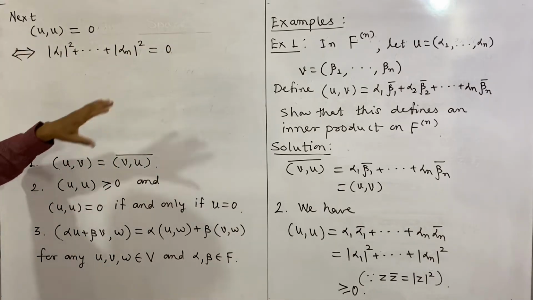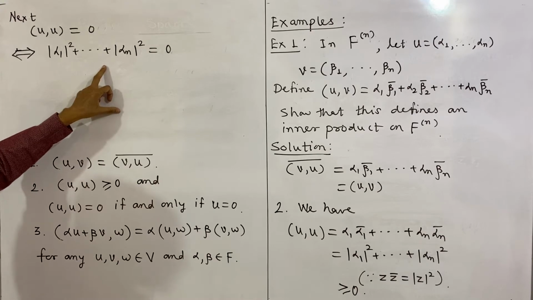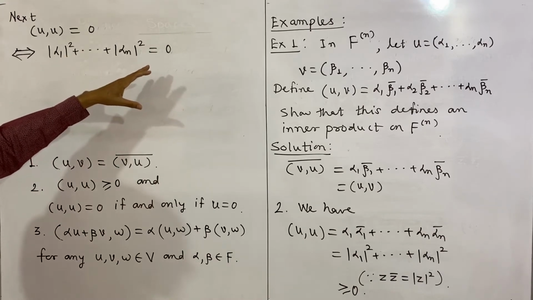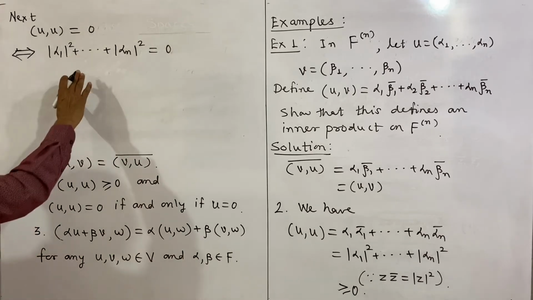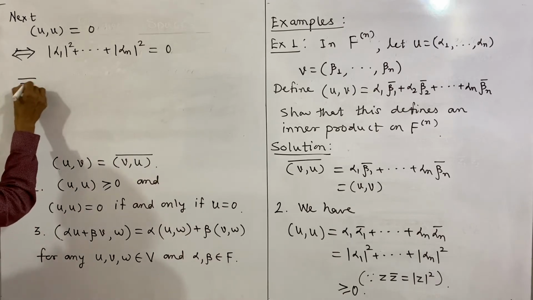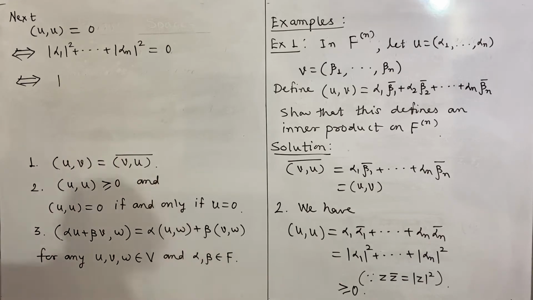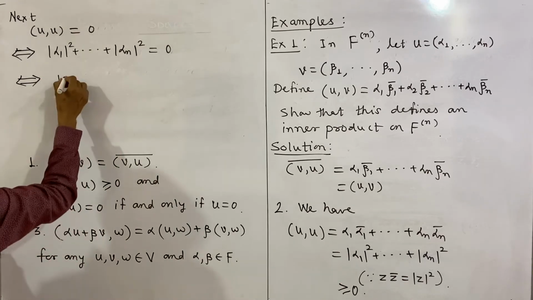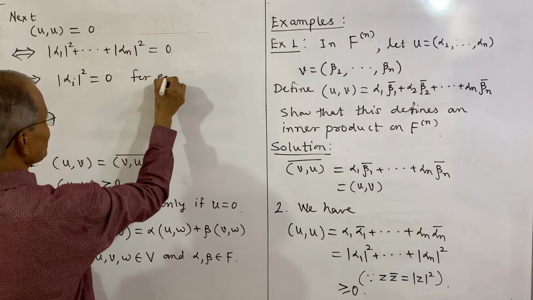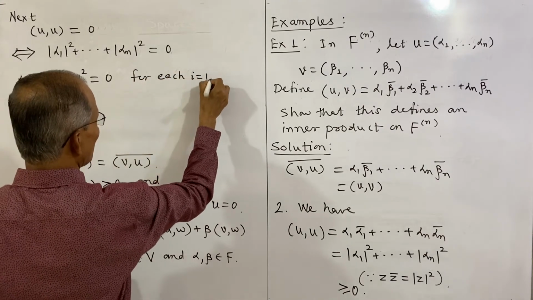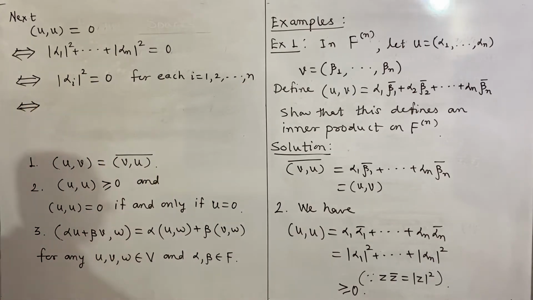When this is equal to 0, each term is in square form, that means each is non-negative, and the sum of non-negative numbers is 0, which means each must necessarily be 0. Each term must necessarily be 0, then and only then will the sum be 0. So this implies alpha i is equal to 0, mod alpha i, or each alpha i is equal to 0. This implies alpha i square is equal to 0 for each i from 1 up to n, and this implies alpha 1, alpha 2, etc.